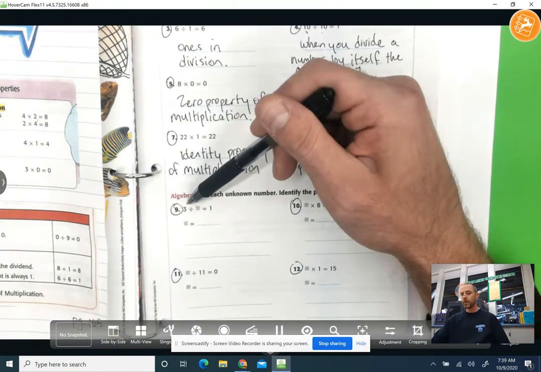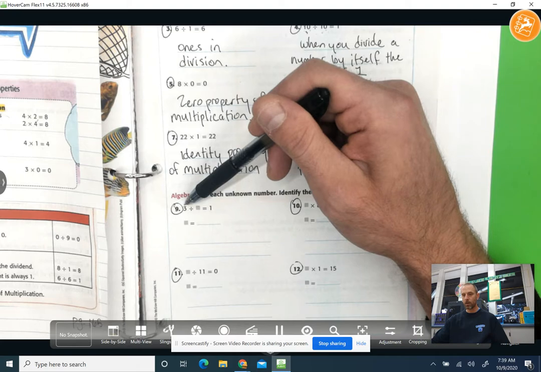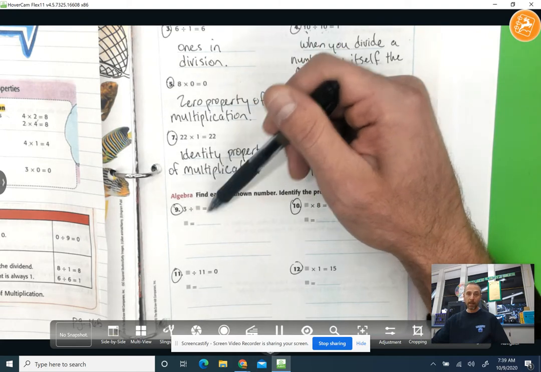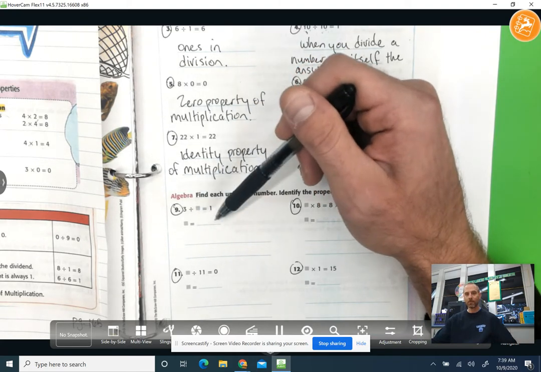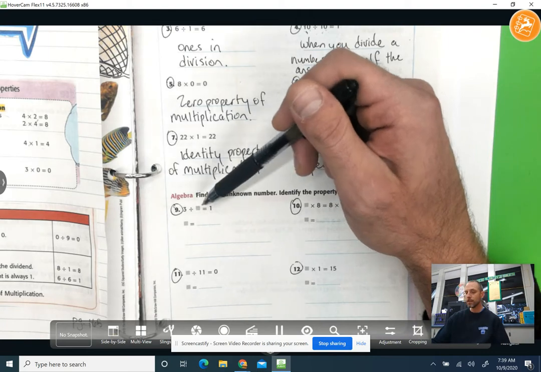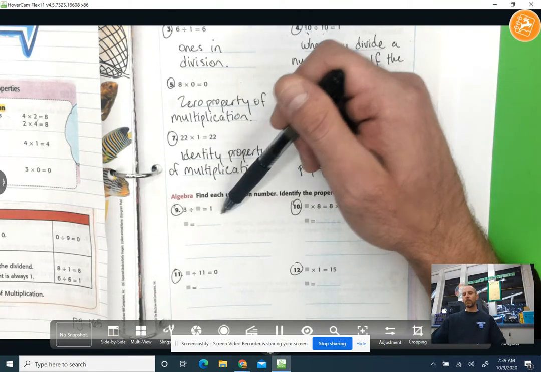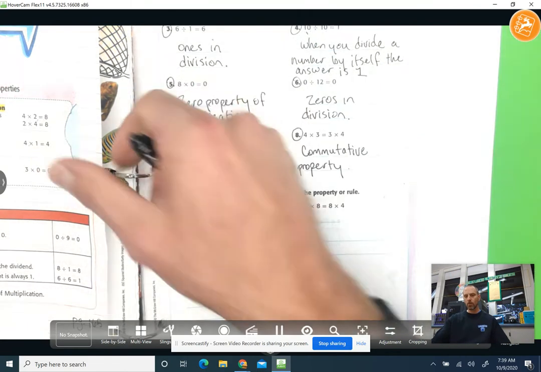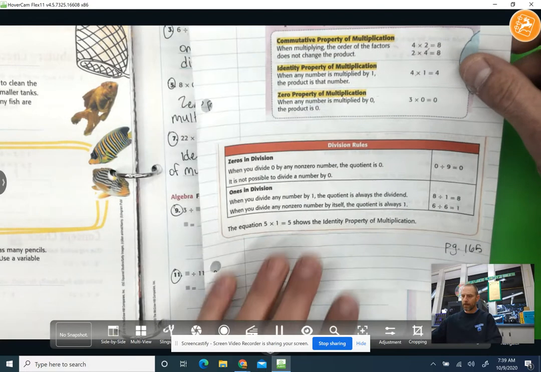So what division rule says you start with a number, you divide it by some unknown? They got a gray box for you there, not a variable today. It's very nice of them, but it has to equal 1. So let's look at our division rules.